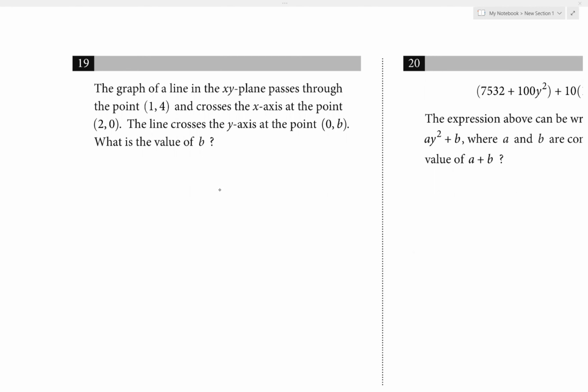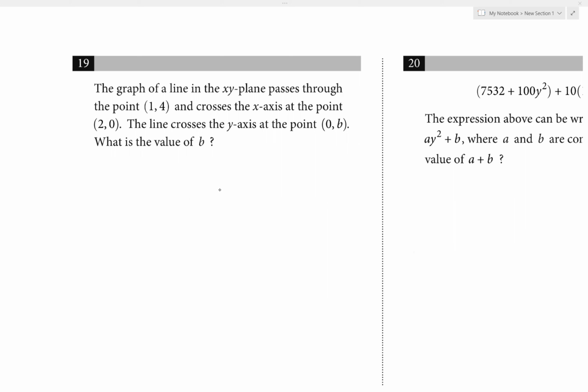All right, number 19. The graph of a line in the xy plane passes through the point (1, 4) and crosses the x-axis at the point (2, 0). The line crosses the y-axis at the point (0, b). What is the value of b?